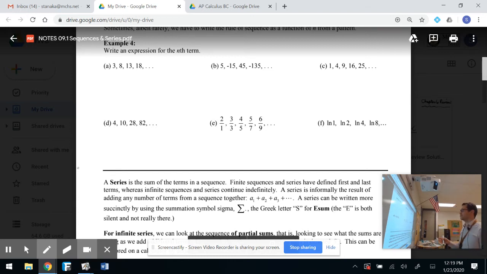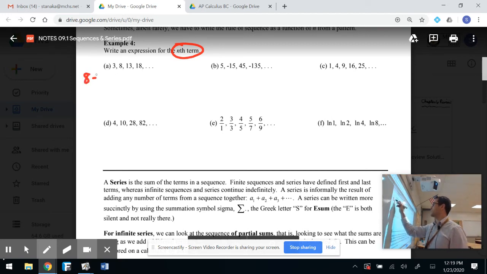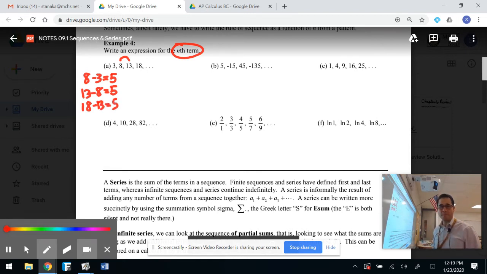We have 3, 8, 13, 18. Now, one very helpful thing to do whenever you're given a sequence to determine if you can come up with the nth term or the rule is you always take the second guy and first try subtracting the first guy, and I got 5. Then you take the third, subtract the second. And if you get something common using subtraction, then that means this is an arithmetic sequence. And anytime you have an arithmetic sequence, it should be okay to write the rule.